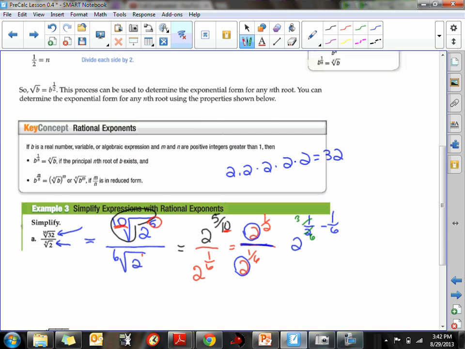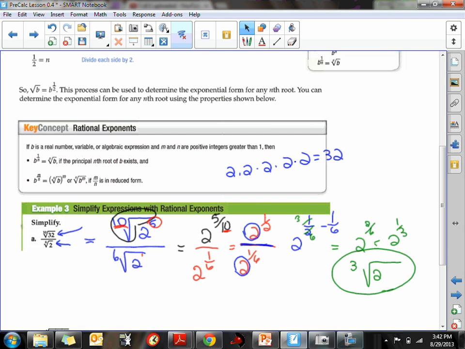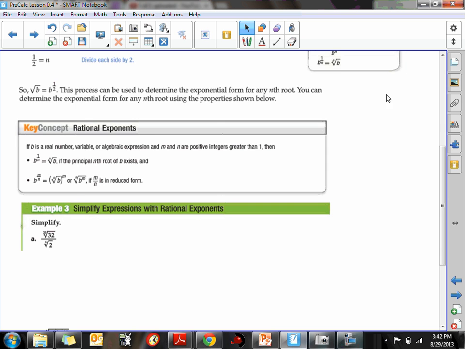So 1/2 is 3/6. Now we've got 3 minus 1 is 2, so 2 to the 2/6, which means it's 2 to the 1/3. So really we can rewrite the final answer as the cube root of 2. That's our final result in simplest form. Okay, so let's take a look at another example of using these exponents.